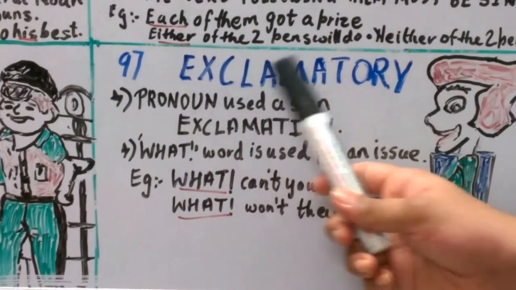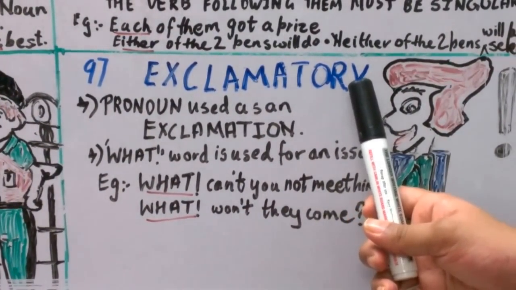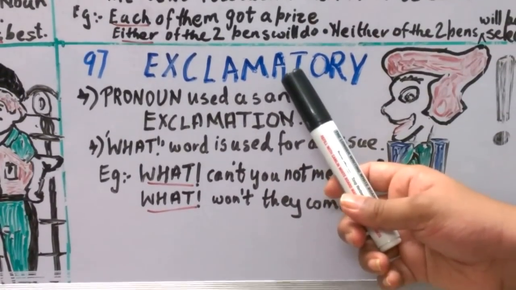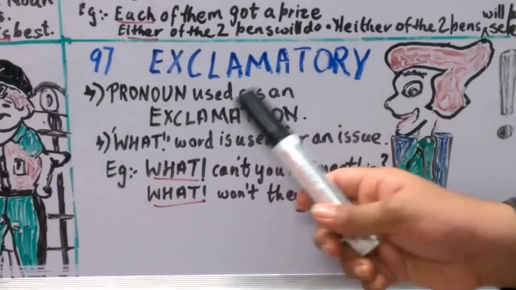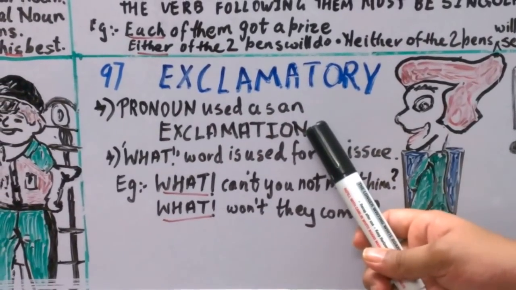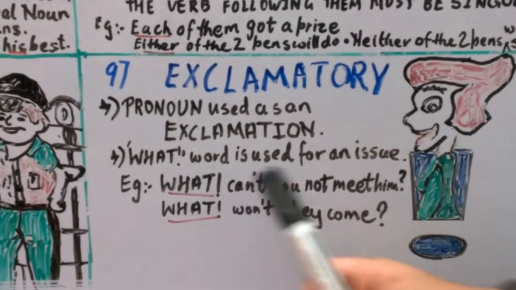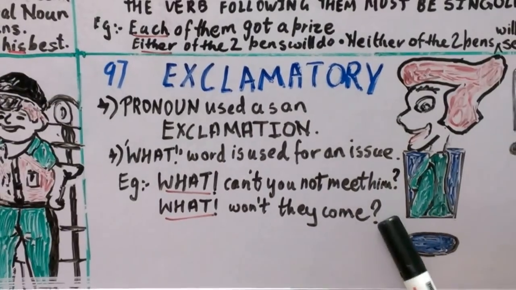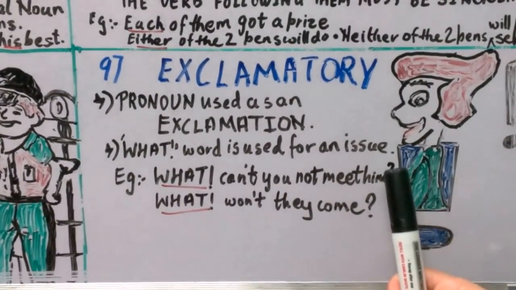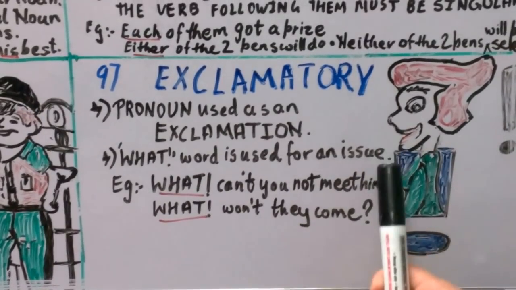Now let us see the last pronoun, the ninth one, the exclamatory pronoun. Exclamation means that you exclaim some surprise. But in the exclamatory pronoun, the pronoun is used as an exclamation. Exclamation for what? The word what is used for an issue. For example, I say, what? Can't you meet him? What? Won't they come? It is an issue. It is not any surprise or disgust, but anything in which the word what is used for an issue is an exclamatory pronoun.